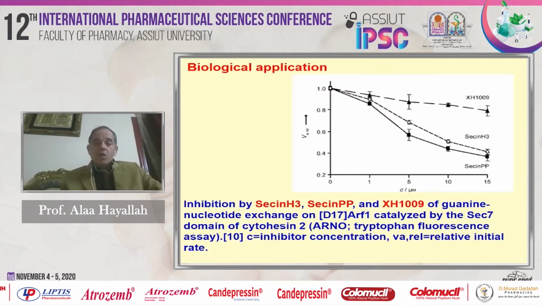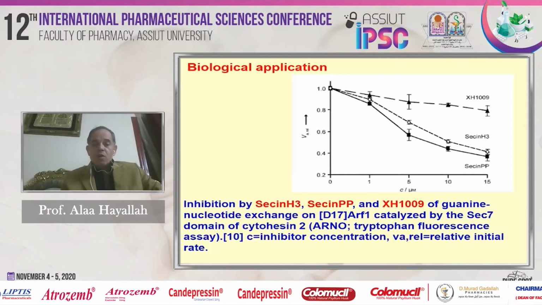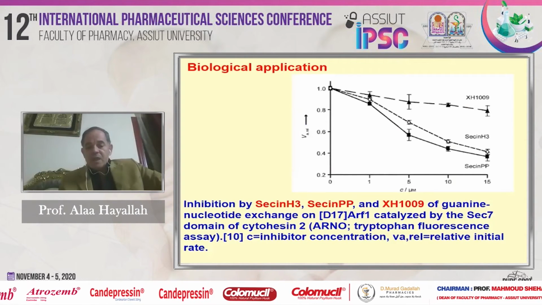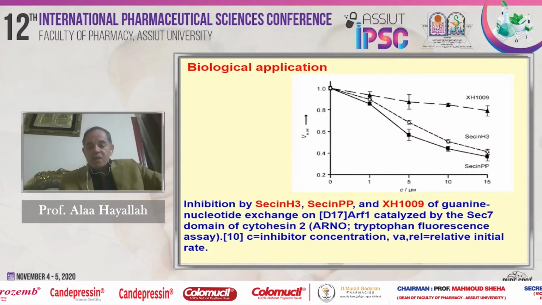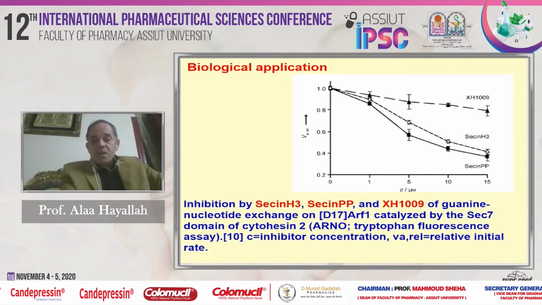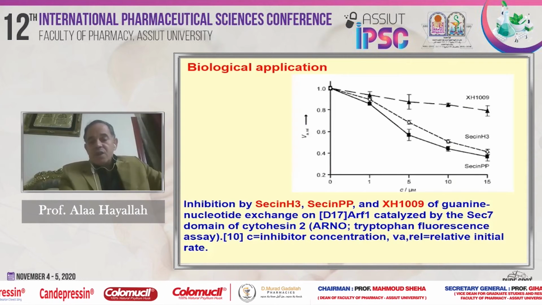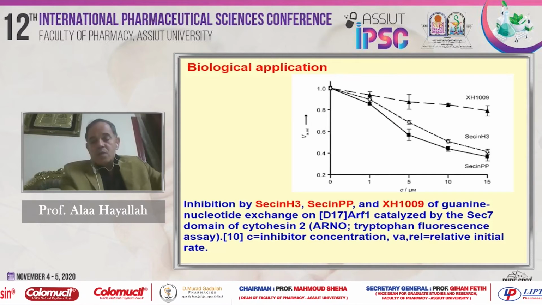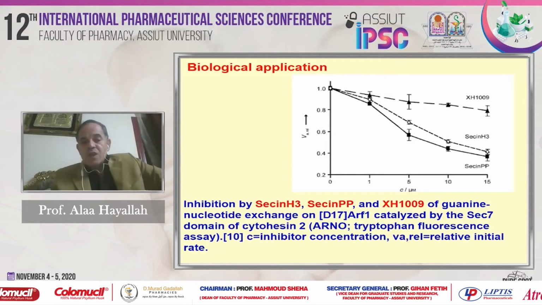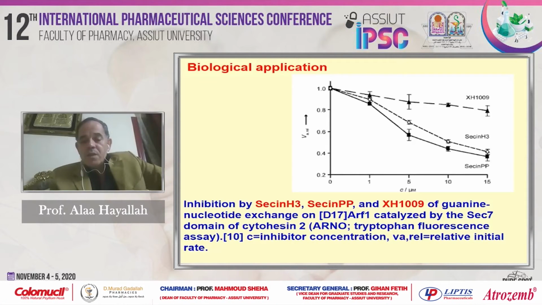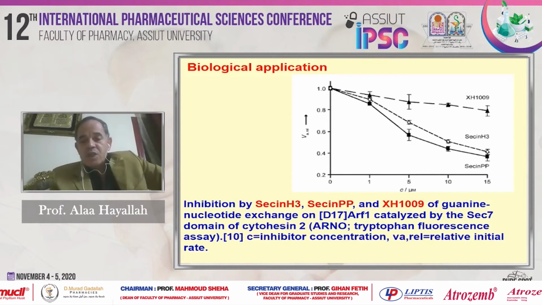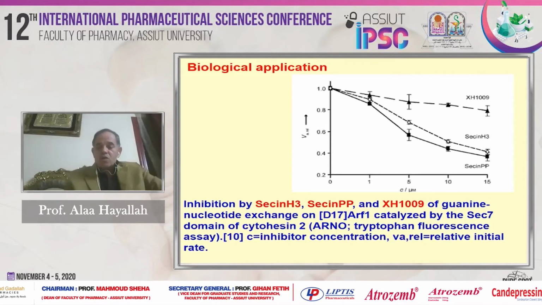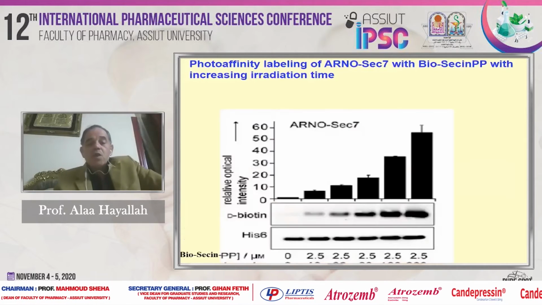So after we got these three derivatives, after much work in chemistry, the biological application: inhibition by cysteine H3, cysteine PP, and XH1008 of guanine as illustrated. We see the inhibition by cysteine H3, our main compound, our target compound, and our newly synthesized functionalized photo labeling compound, which is PP. And with XH1008 the inhibition is not so much, or we can say it is not active.